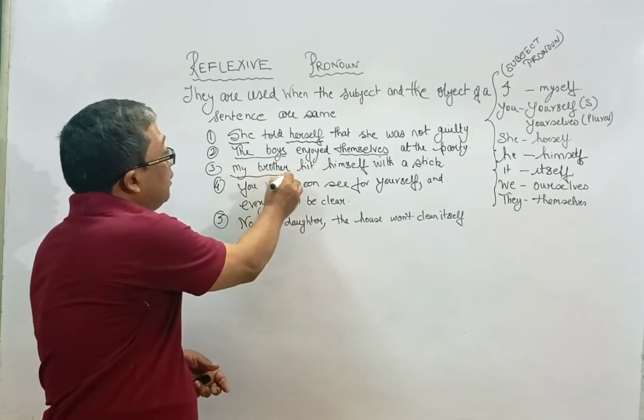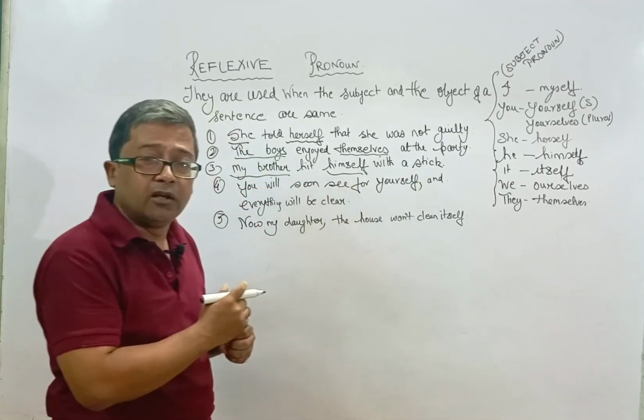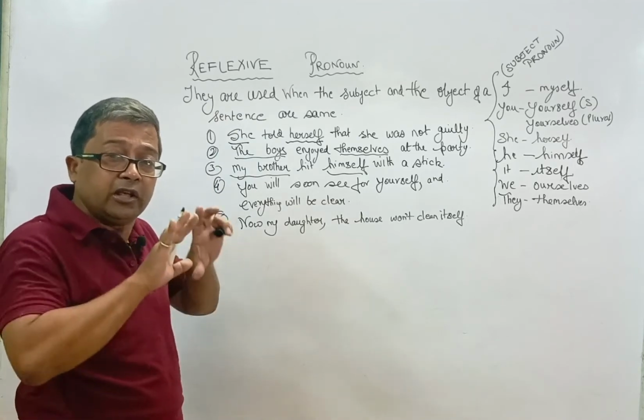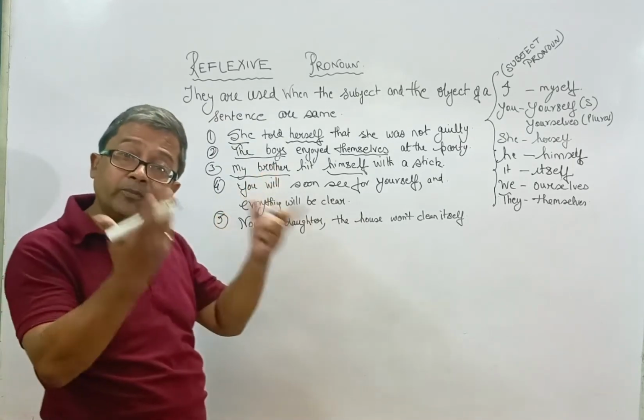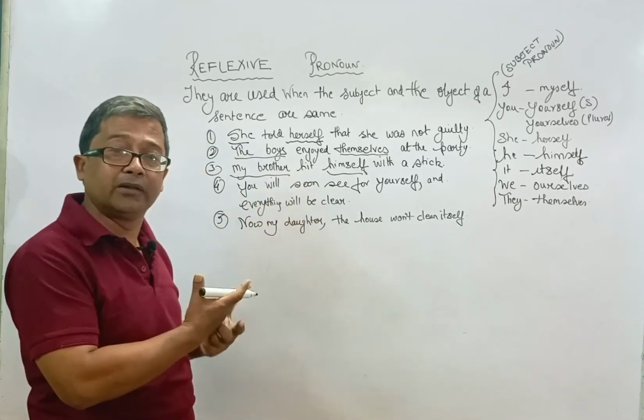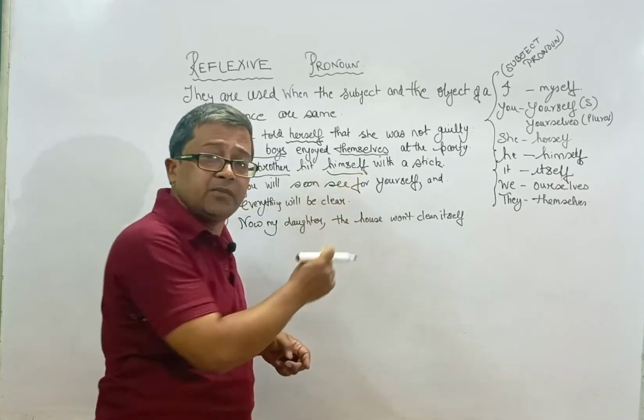My brother hit himself with a stick. So here the subject and the object are the same. It's my brother. The reflexive pronoun here is himself.